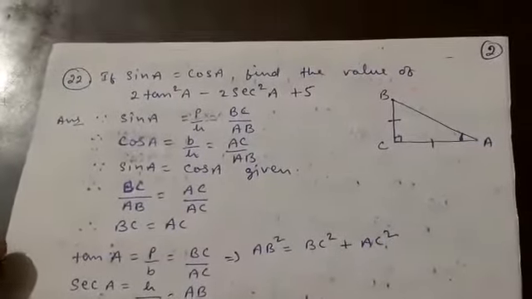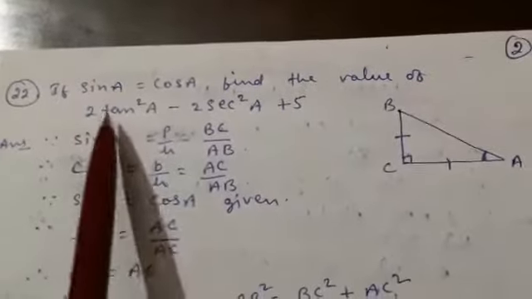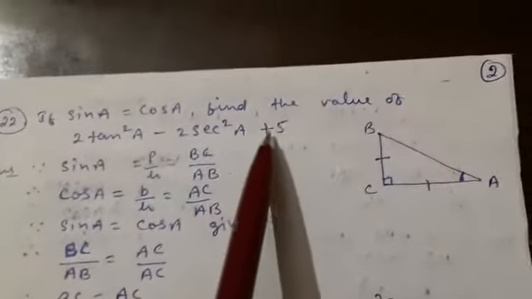Now we will see the next question number 22. If sine A is equal to cos A, find the value of 2 tan square A minus 2 sec square A plus 5.